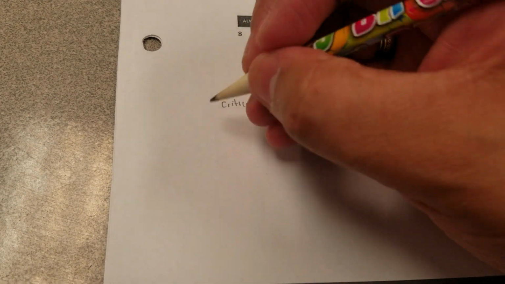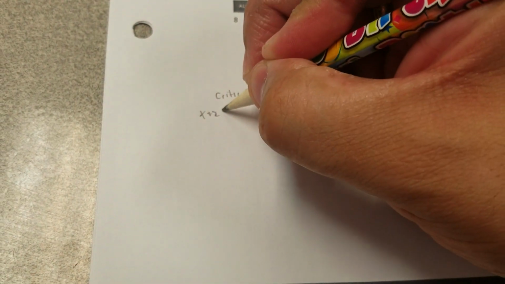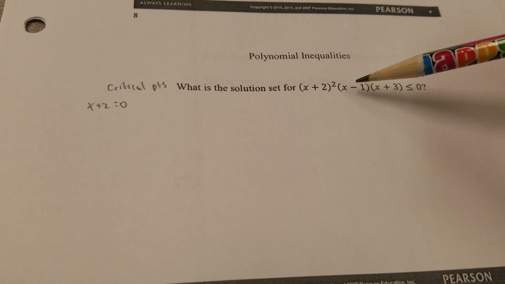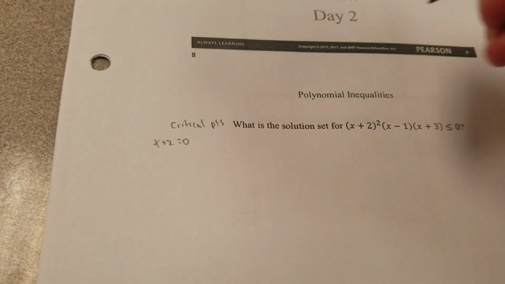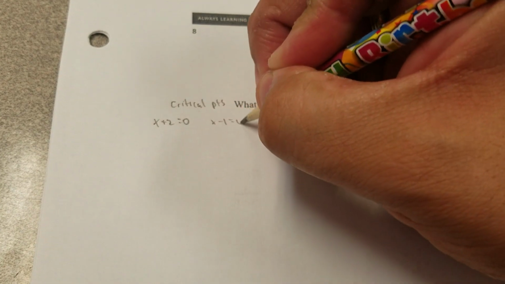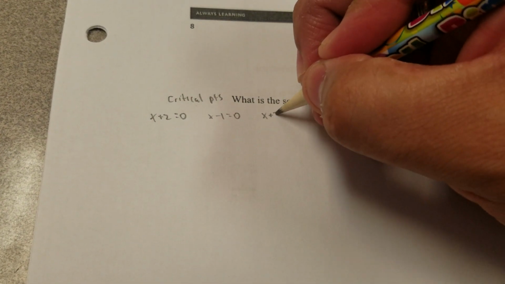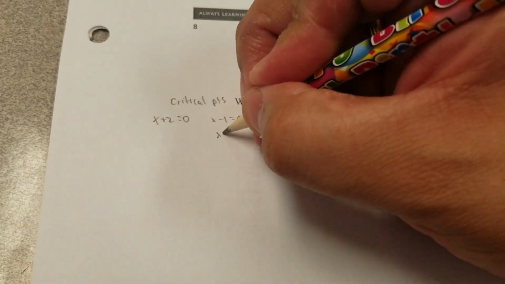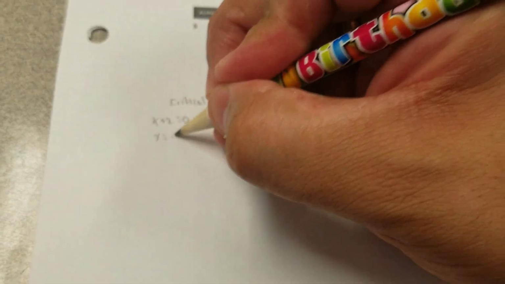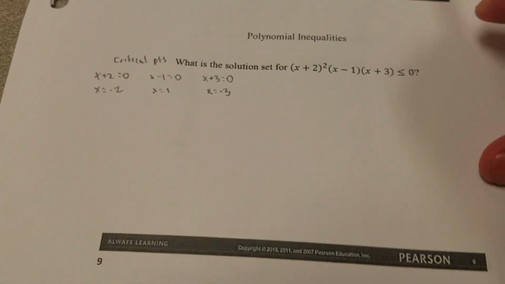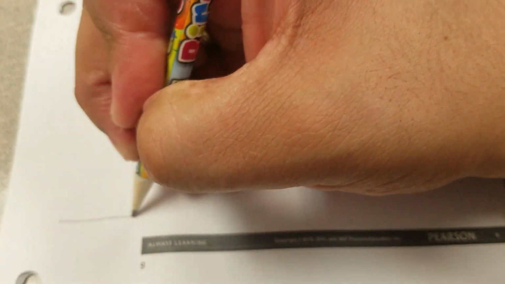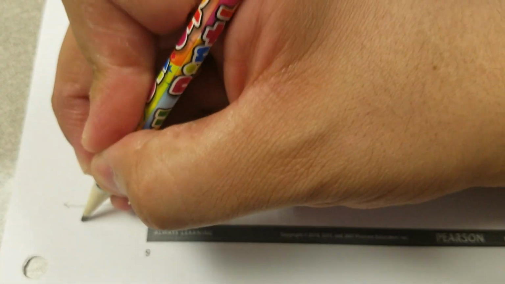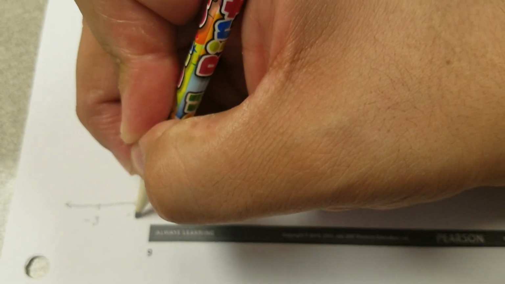All I'm doing is setting every one of these right here equal to 0. And I'll get that x equals -3, +1, and -2. So I'm going to draw a number line down here. I'm going to put them in order also.